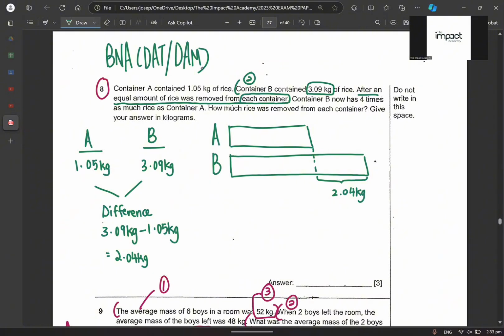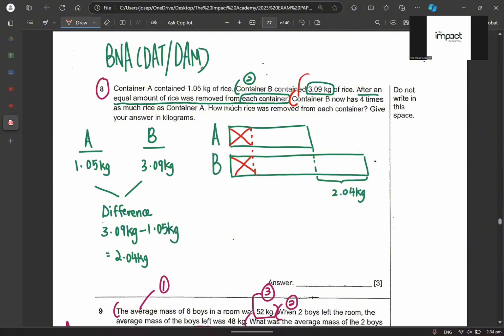Well, what happened is that an equal amount was removed. So we cannot take from here. You get what I'm trying to say? I know a lot of you will do this, but you can't do this because this is not equal. So I take from the front instead. Why? Because B and A, they both removed an equal amount.